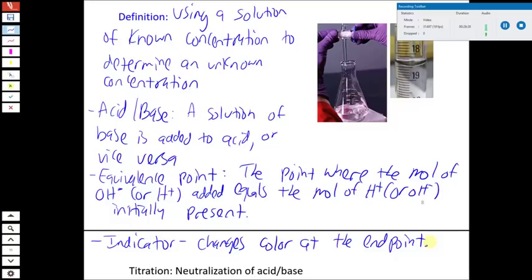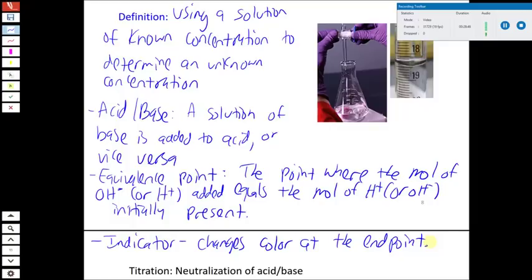And then once you've consumed all the acid, once all the H plus is gone by reacting with the base that you're adding, the indicator will change to a different color. The common one, which is called phenolphthalein, goes from colorless to pink. All right, so that's kind of the idea of a little bit of how we do titrations.